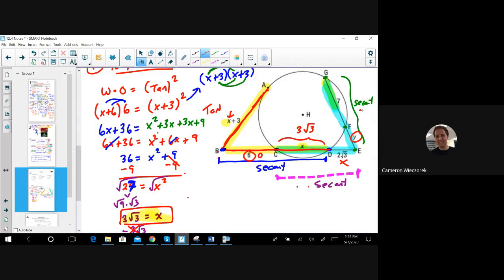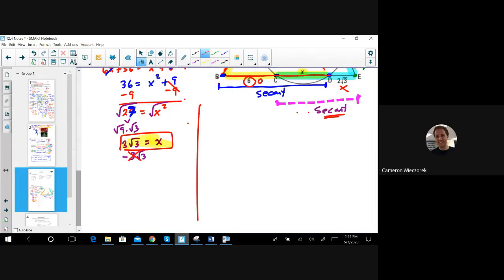So now I'm dealing with a secant segment, GE, and another secant segment, EC. So this is going to be round 2. Now I'm dealing with secant power theorem.